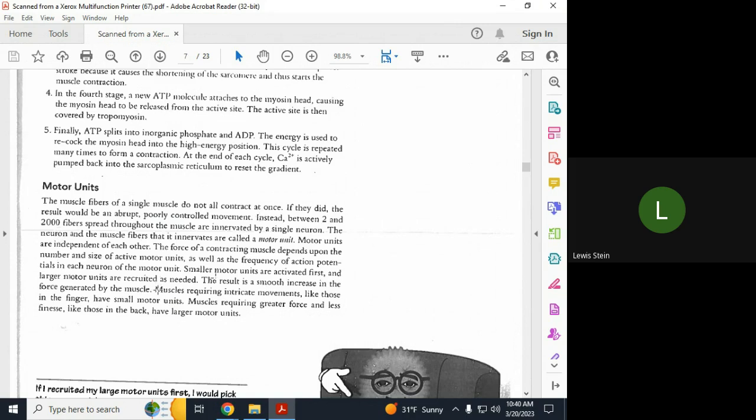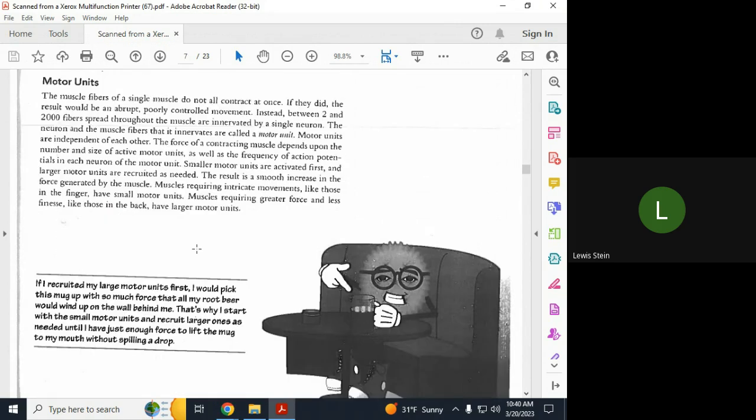This gives smooth contraction, particularly for intricate movements. Muscles requiring greater force and less finesse have larger motor units. So the ones with minimal fibers are for delicate digital movements, like sewing or buttoning your shirt, versus when you're going to do a heavy lift, where you use large motor units.